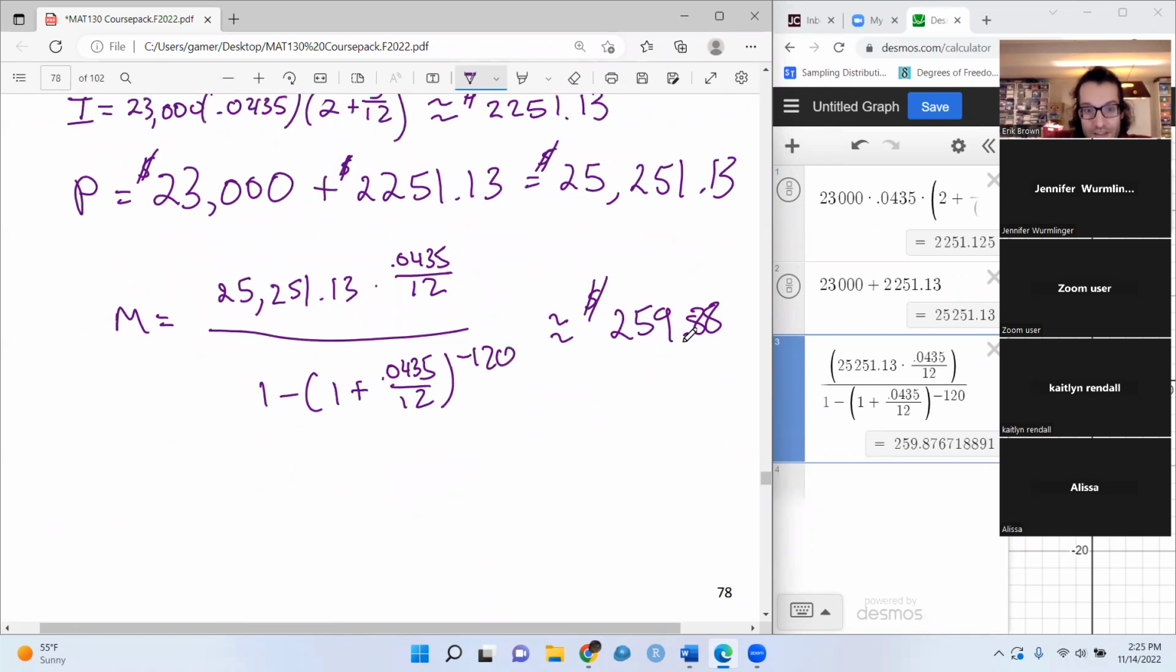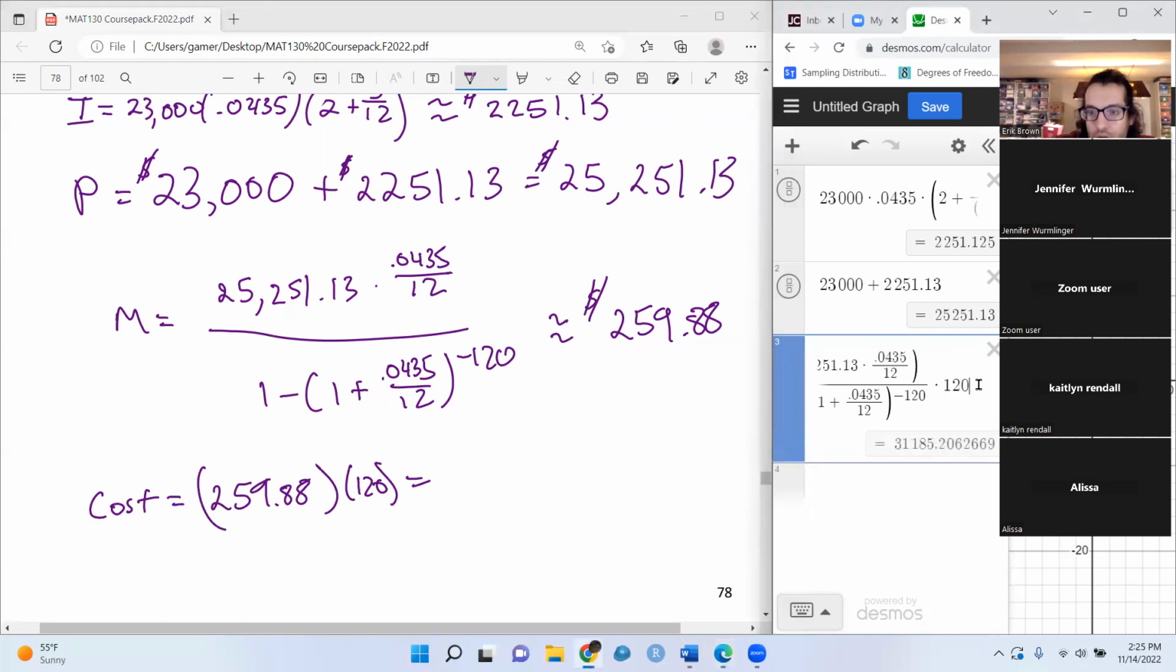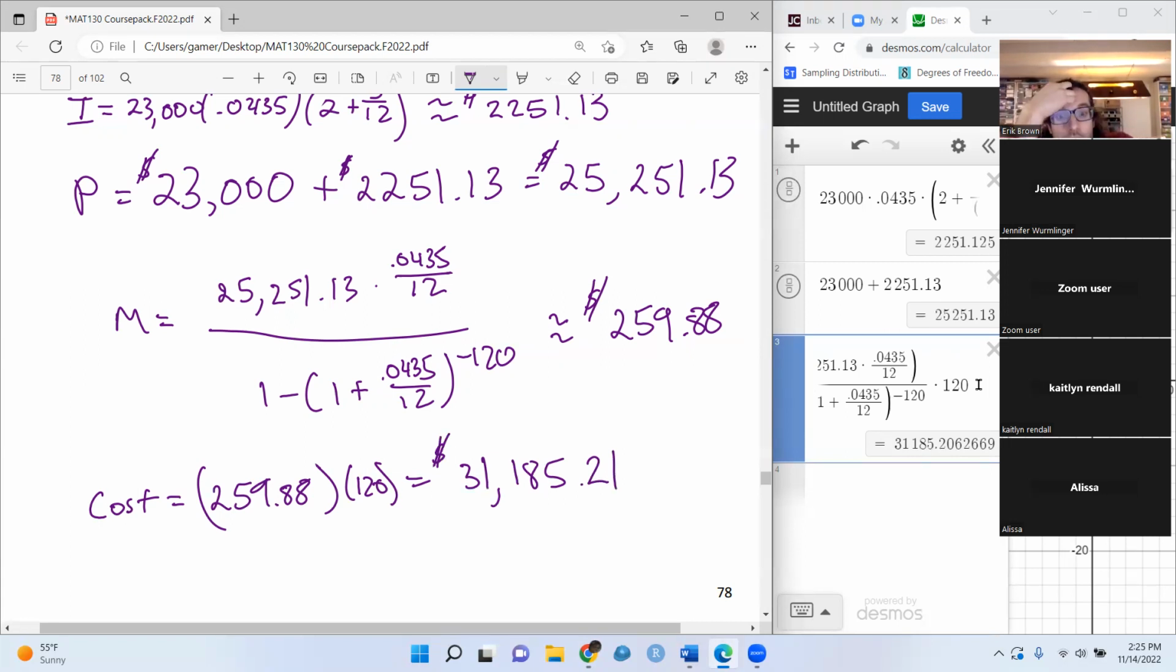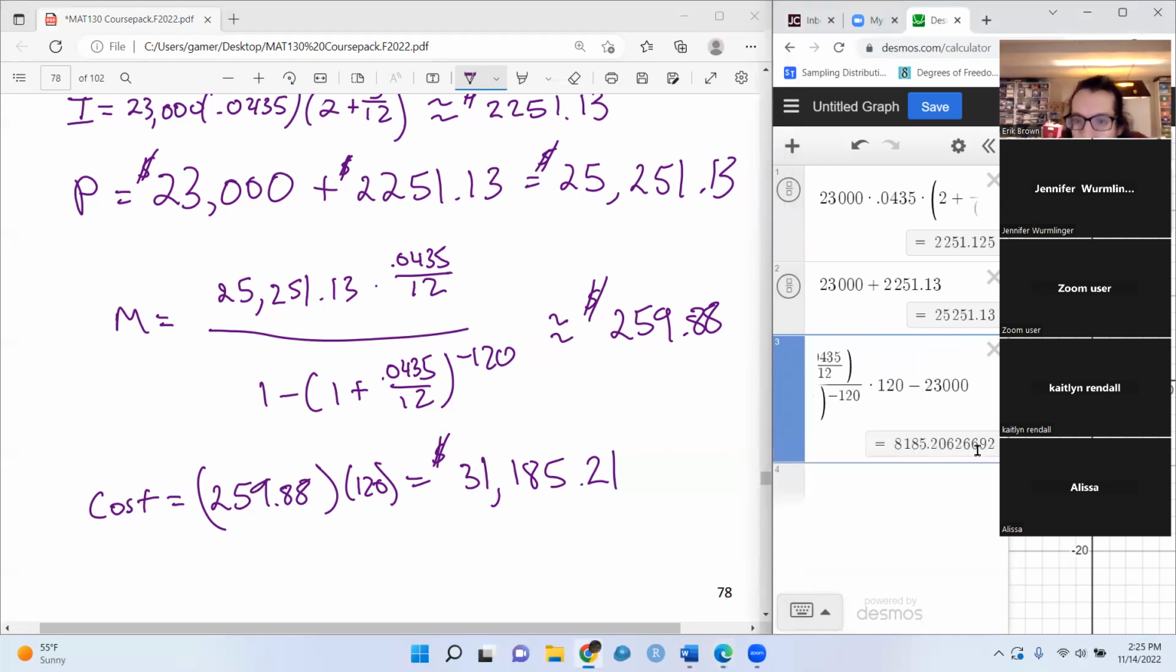So this was not the answer. What we wanted is the cost. And since we rolled the interest into the amount we borrowed, and we're going to spread that over 10 years worth of payments, you're going to do 259.88 times 120, and this is the cost of your education. Yikes, you're doing $31,185.21. Ouch. What is that? An extra $8,000? Yep, 81.85 is the fee to borrow it.